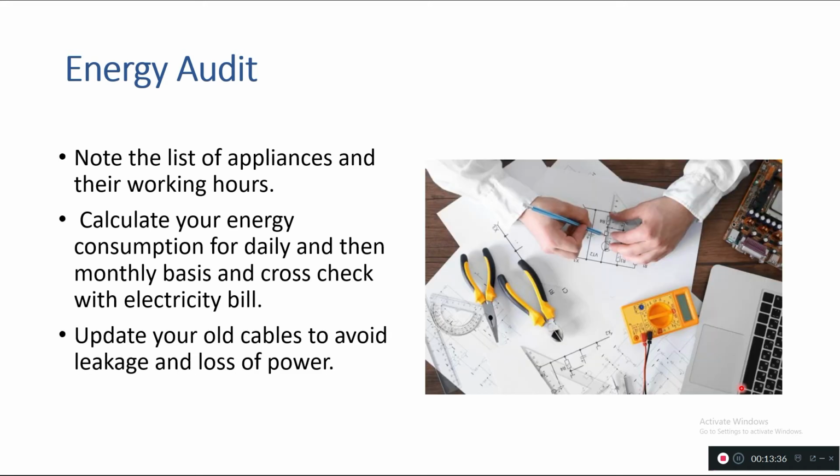But if you see a lot of variation, then you need to check your cables, because sometimes, because the cables are old or because of the old wiring system, there is a leakage in the system. So that might be leading to loss of electricity.